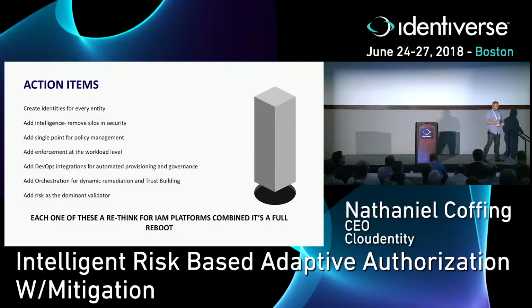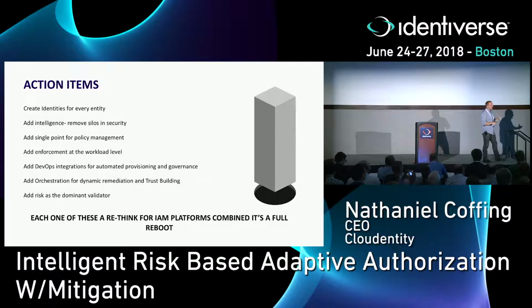So what are some action items, because I'm running low on time? 1, create identities for every entity. 2, add intelligence, so remove the silos in security. For too long we've been focused on data security, network security, identity management. Add a single point for policy management and robust policy management definitions.